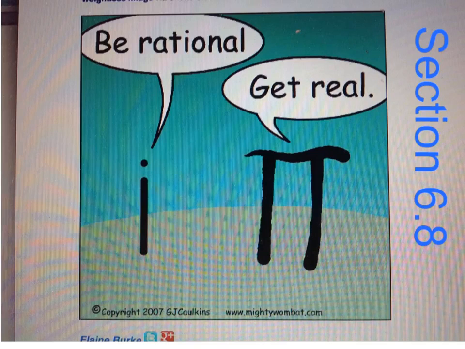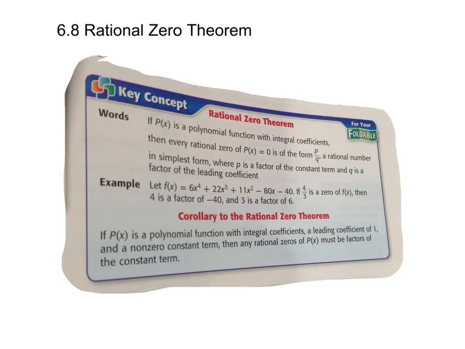And so it begins, section 6.8, the last section. It's pretty short and sweet. Let's do it. Section 6.8, the rational zero theorem. True to its name, section 6.8 is solely about the rational zero theorem.